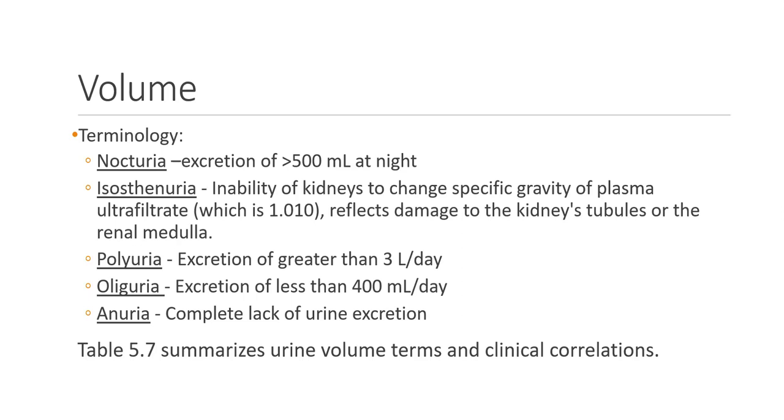Nocturia, excretion of greater than 500 mL at night. Isosthenuria is the inability of the kidneys to change the specific gravity of plasma ultrafiltrate, which is 1.010. This reflects damage to the kidney's tubules or the renal medulla. Polyuria, excretion of greater than 3 liters per day. Oliguria, excretion of less than 400 milliliters per day. And anuria, the complete lack of urine excretion. And I don't know if you've taken med terms, but uria always refers to urine. Table 5.7 summarizes urine volume terms and the clinical correlations.